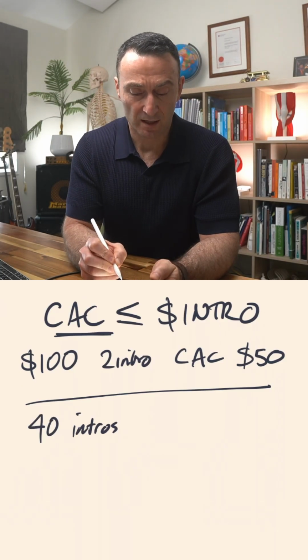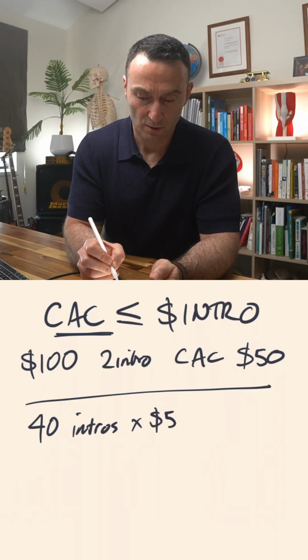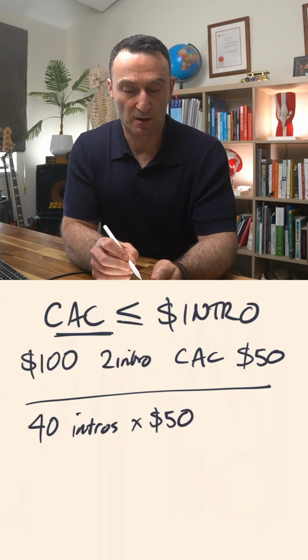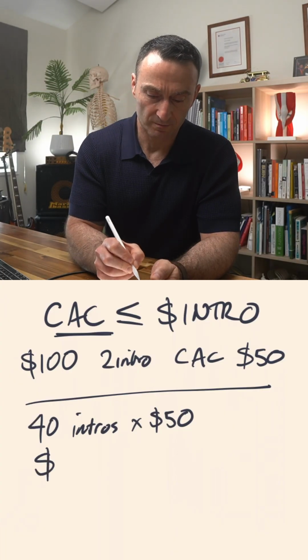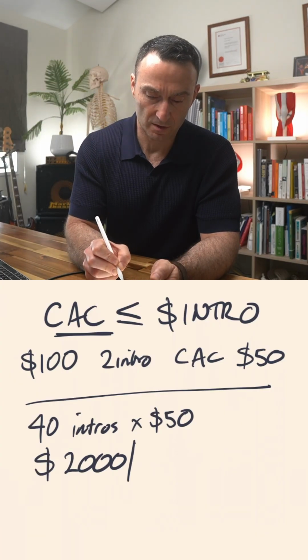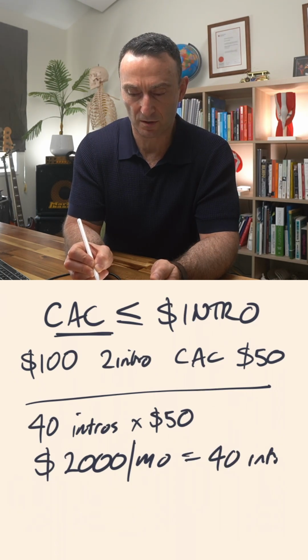And if your CAC is $50, to sell 40 intro offers, you're going to have to spend 40 lots of $50. And that is going to equal $2,000 a month. Ad spend will give you 40 intros.